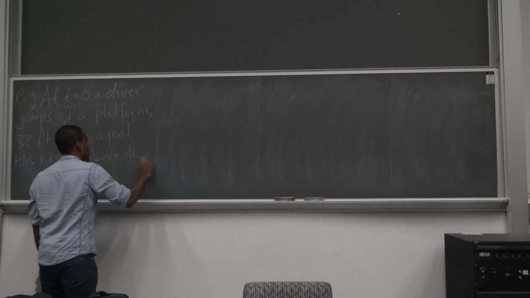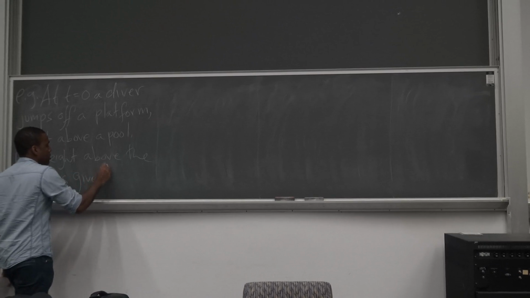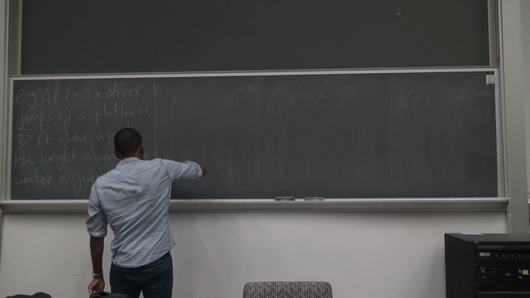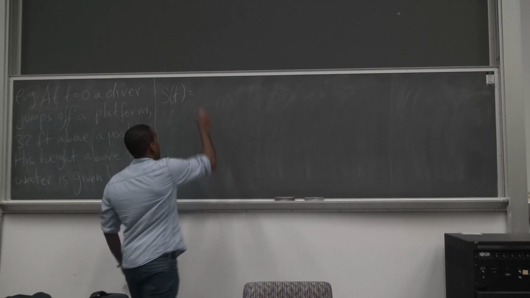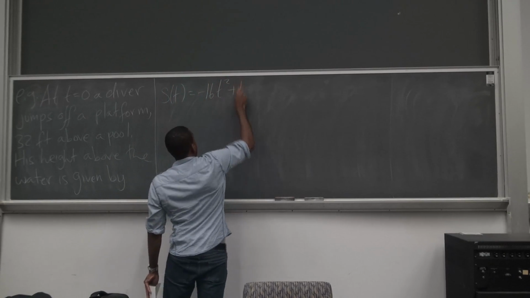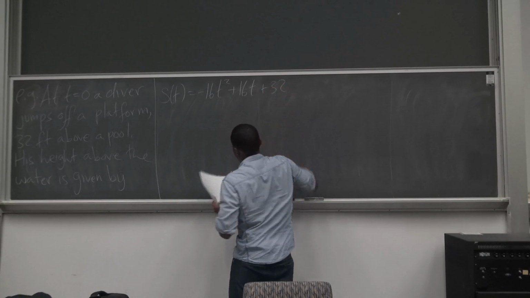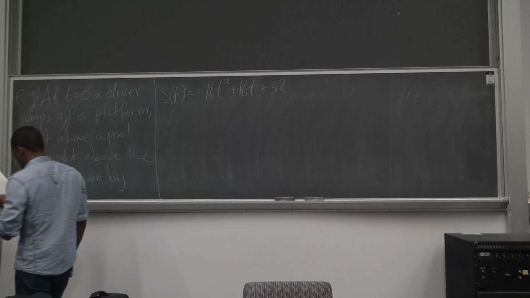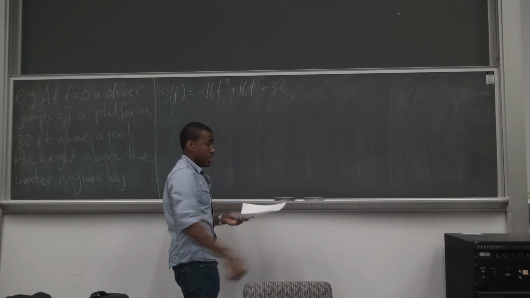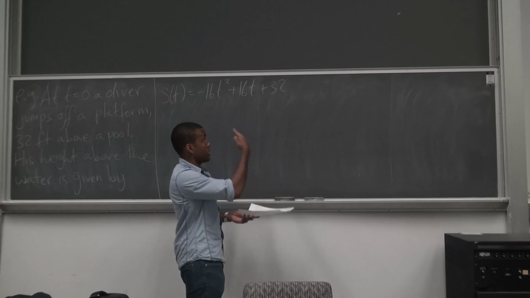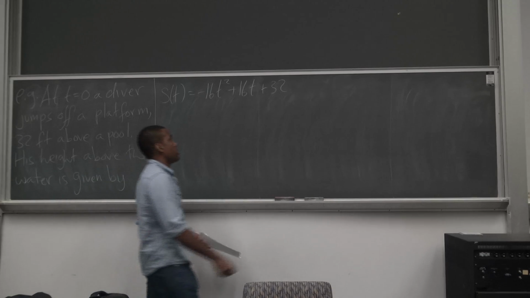His height above the water is given by, so I'm going to give you a function that describes his height above the water. S of t equals minus 16 t squared plus 16 t plus 32. When you take physics 203, they're pretty much going to give you a formula that describes this, and they're going to tell you just memorize it. We're actually going to derive it in this class. You're going to know where something like this function comes from. It wasn't just a random function, it means something.